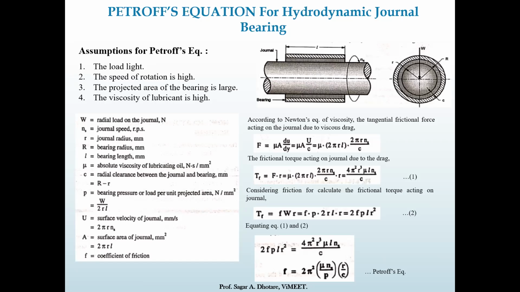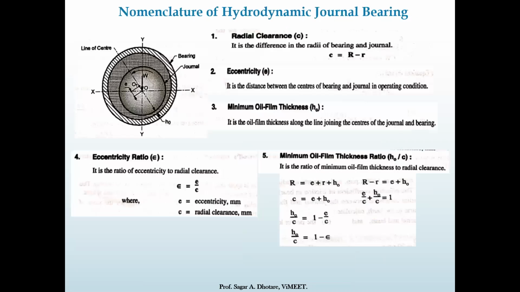So for further calculation they have used Reynolds equation. Now next one is a nomenclature of hydrodynamic journal bearing. So we should know what are the basic parameters which we have to use for design calculation purpose.